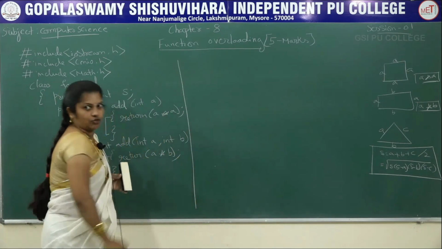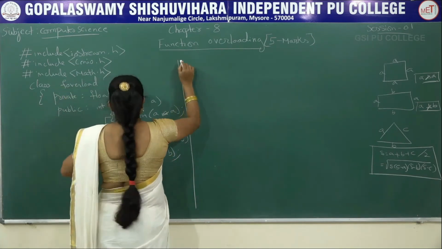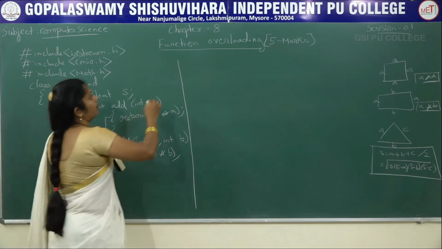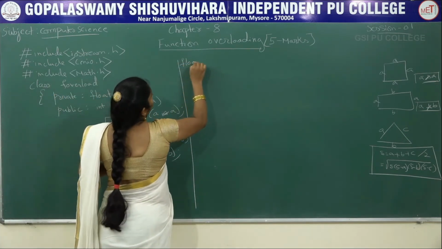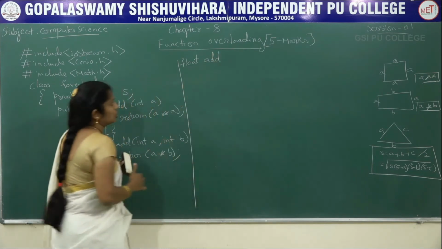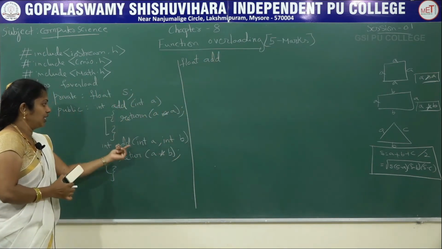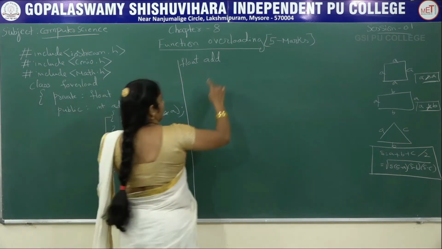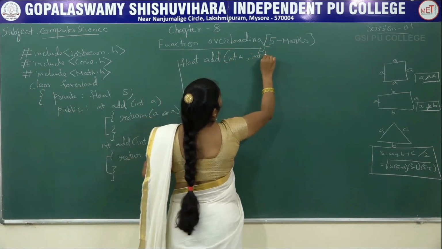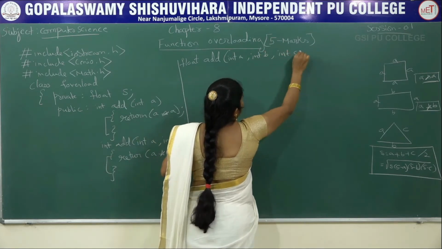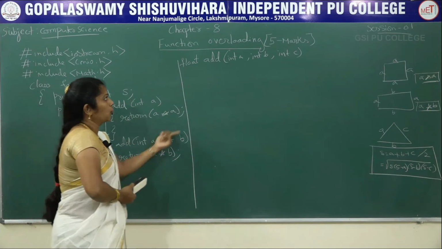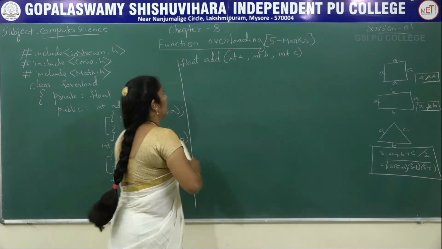Next one more function we are writing, that is here the return type in both the cases we have written as integer. Now I am going to take float add only. How many functions here we have? First function, second function, this is a third function. Here int a comma int b comma int c. Three arguments we are taking. One argument, two arguments, and this is three arguments.